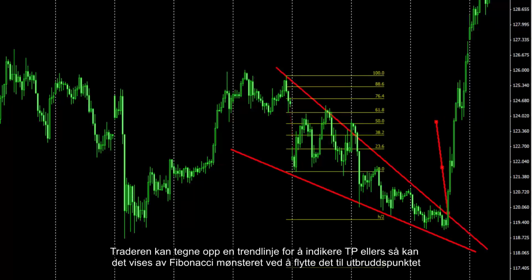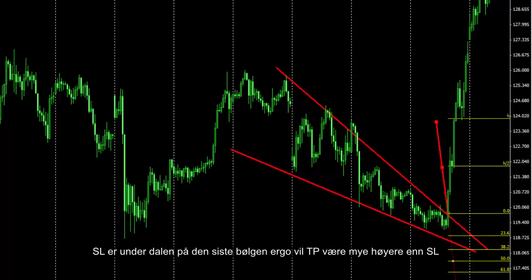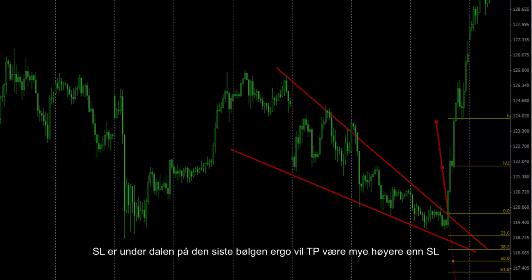Otherwise, it can be shown by a Fibonacci pattern, by relocating it to the breakout point. SL is under the valley of the last wave, thus TP would be much higher than SL.